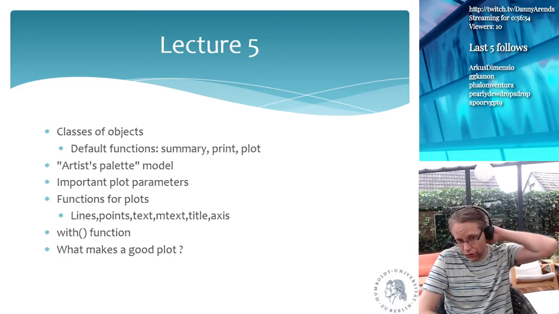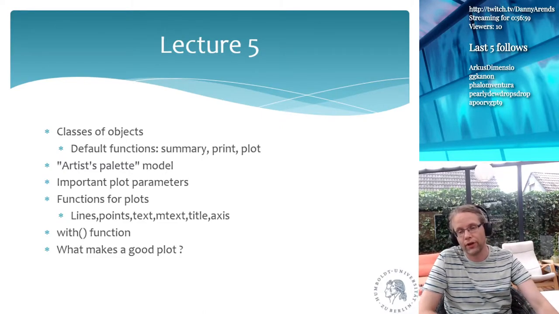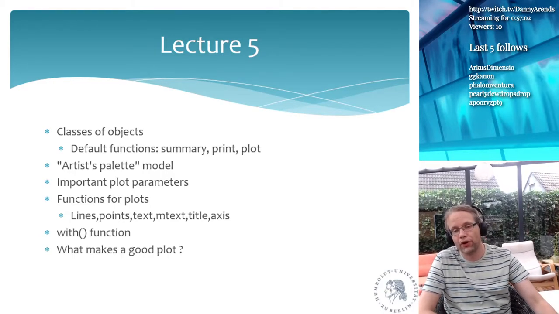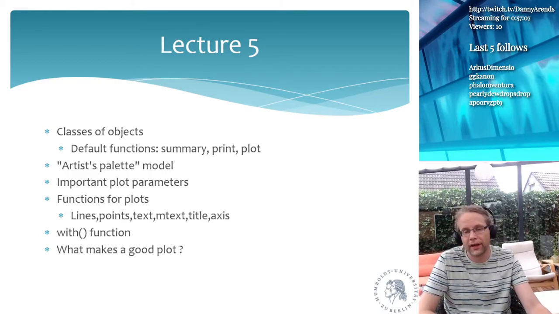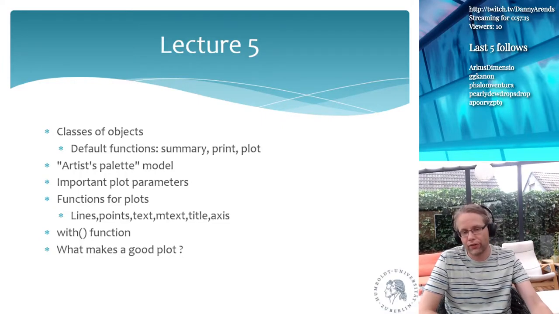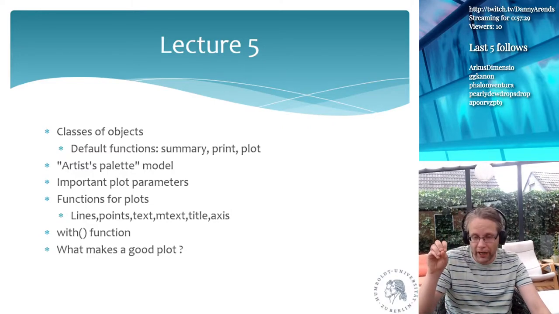In lecture number 5, we also talked about important plot parameters like cex and pch, for the magnification and the type of point that you're using. We also talked about different functions that are related to plotting, like adding lines and points and text and titles and axes. We also talked very quickly about the with function. So the with function allows you to take a matrix, and then instead of having to say matrix, square bracket open, comma, name of the column, square bracket close, you can say with matrix, and then you can directly use the column name as if it were a variable.